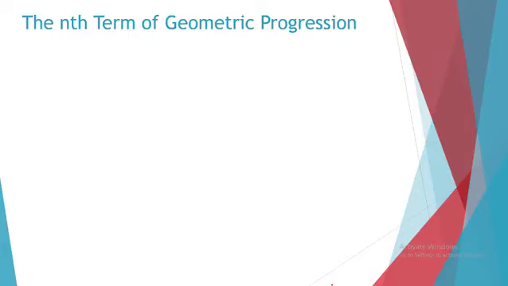The nth term of a geometric progression. The first term in a geometric progression is given as small letter a, because it's the first term. The second term is determined by multiplying the common ratio with the first term. So we have our second term to be equal to AR.